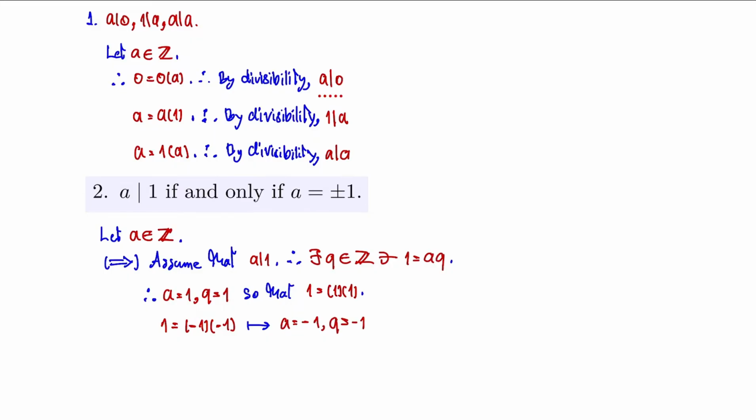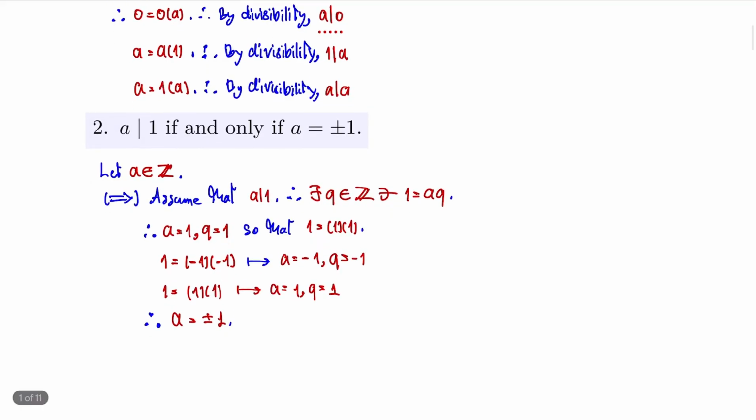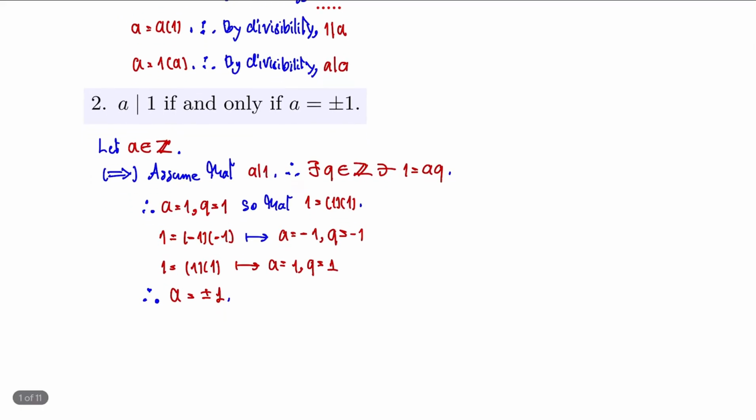So I think I have to write this one in a better version. We can write 1 equals 1 times 1. This means that our divisor, which is a, can be 1 and the quotient must be 1. So we've just shown that a can be plus or minus 1.